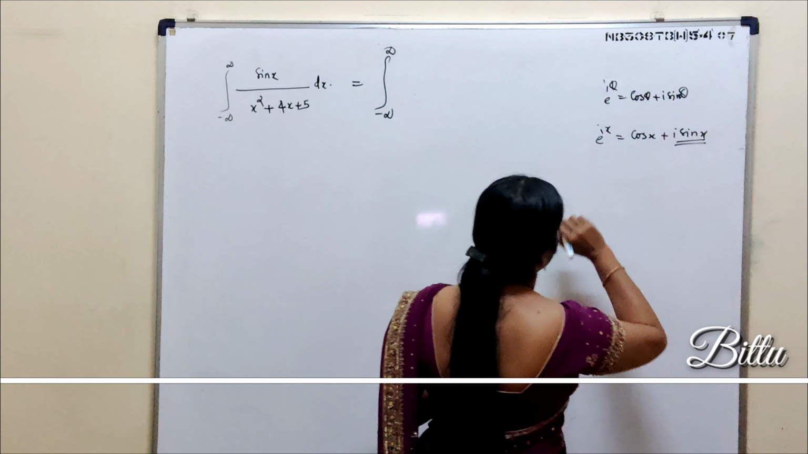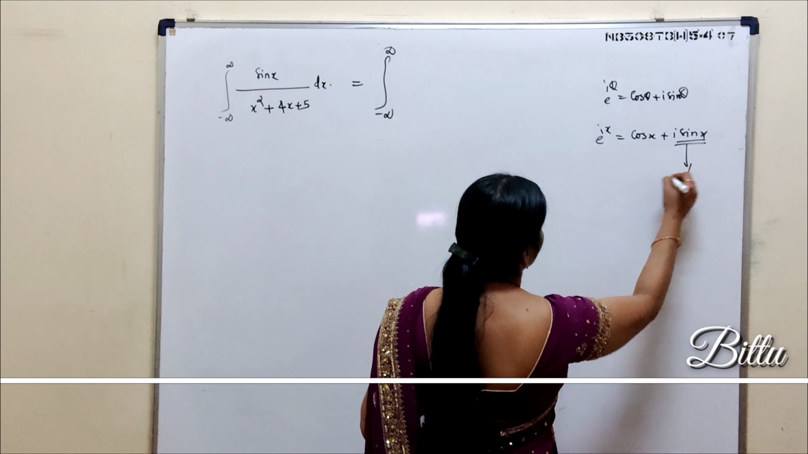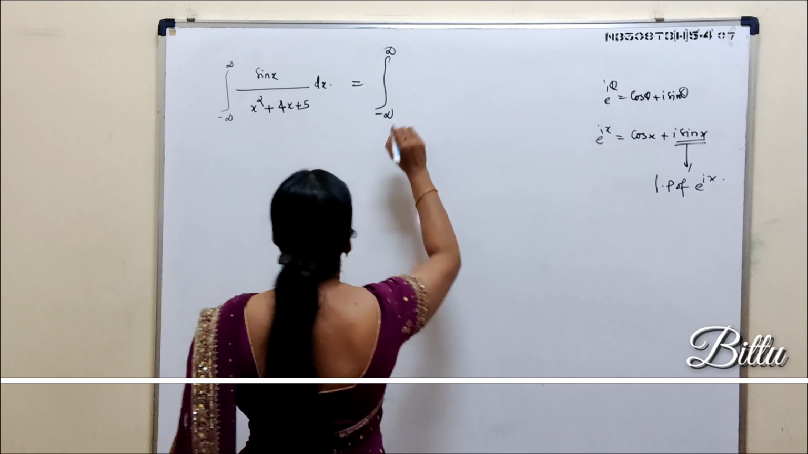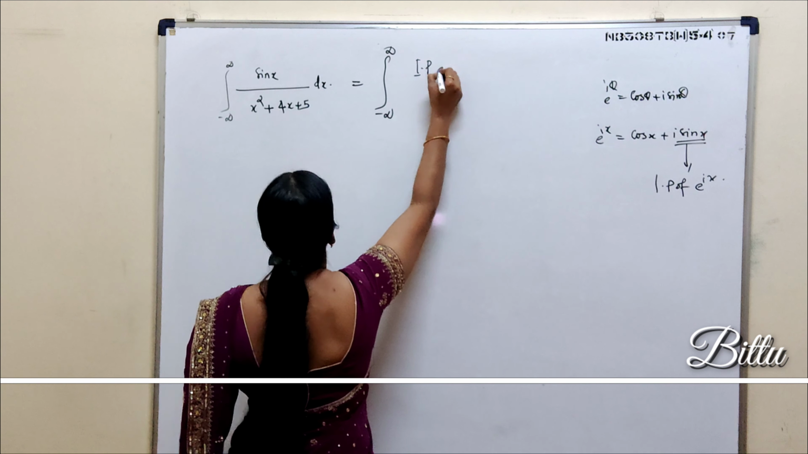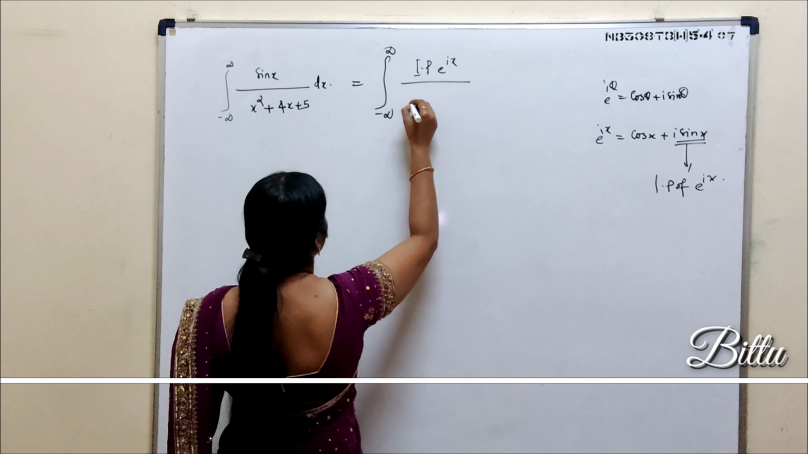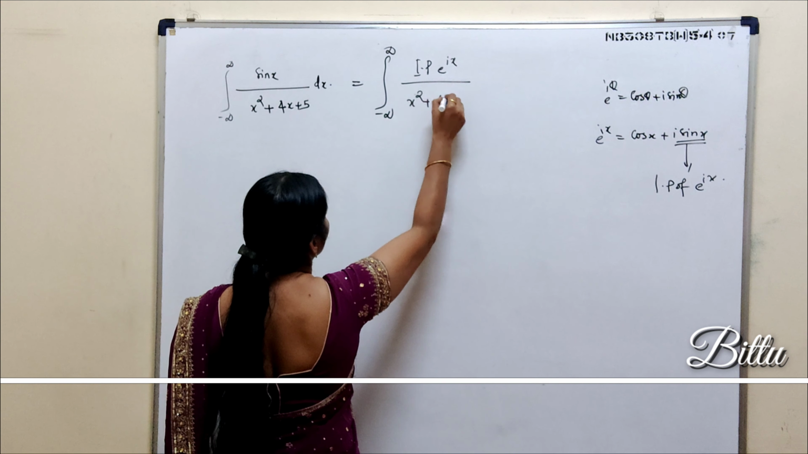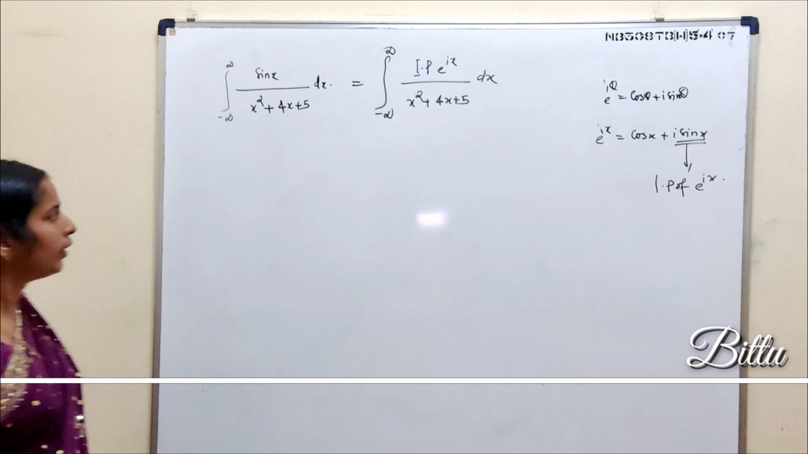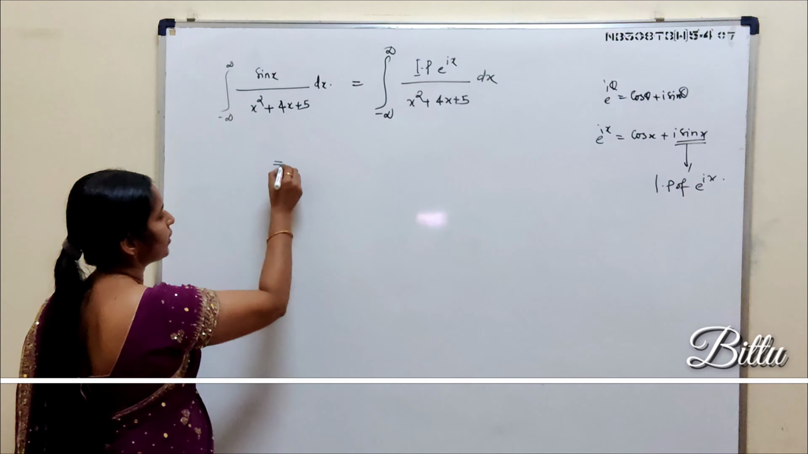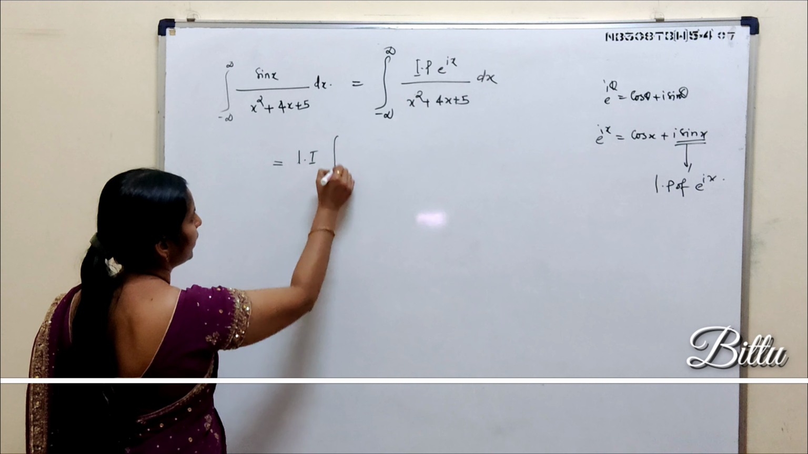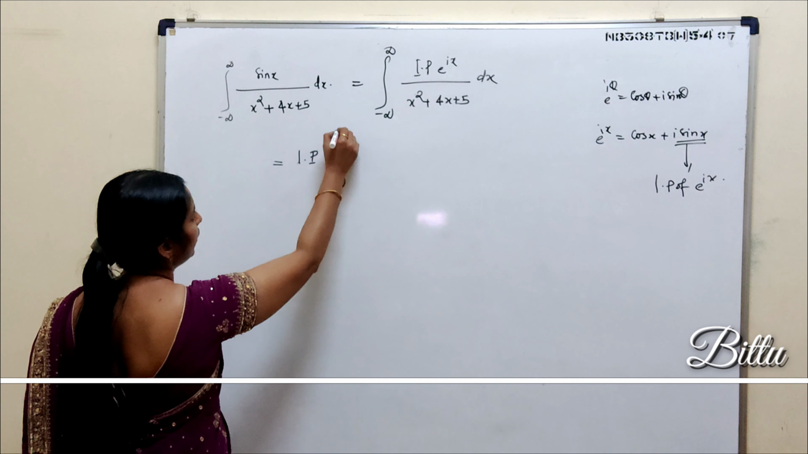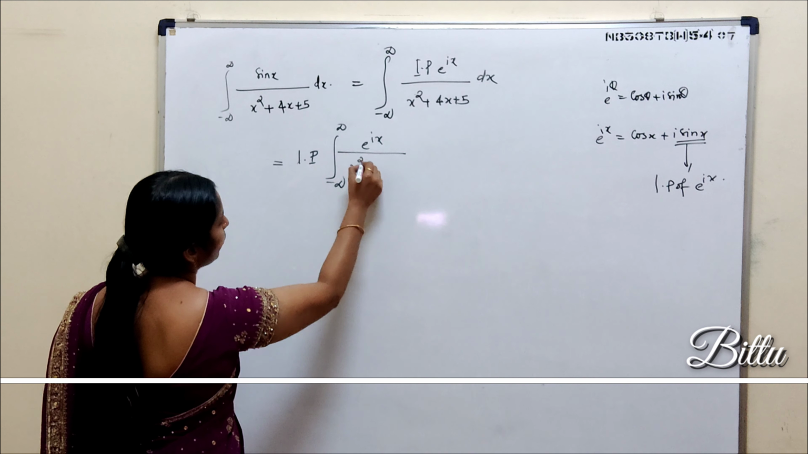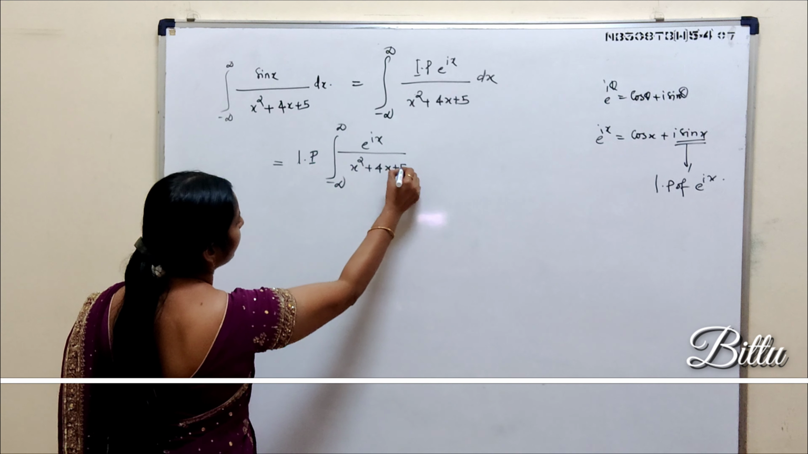Here sin x is the imaginary part of e raised to ix. So it is the imaginary part of e raised to ix divided by x square plus 4x plus 5 dx. Here you have to take the imaginary part after the evaluation. So it is the imaginary part of integral from minus infinity to infinity e raised to ix by x square plus 4x plus 5 dx.